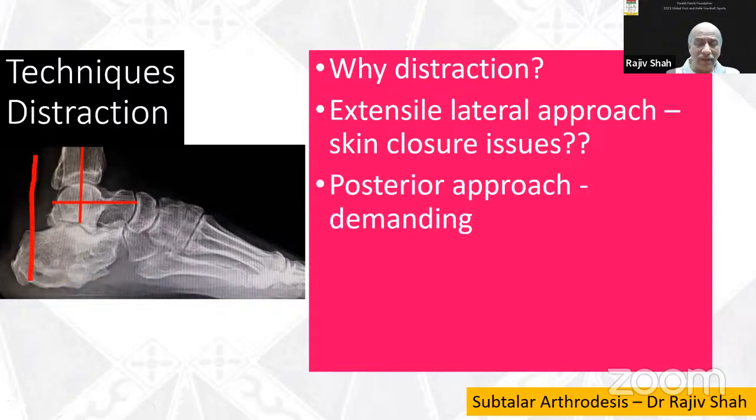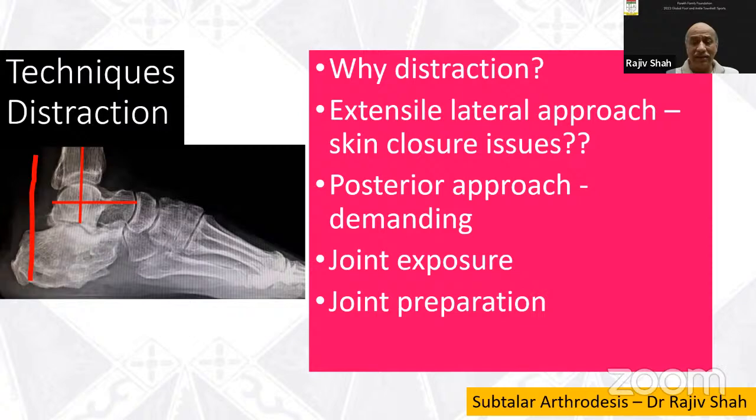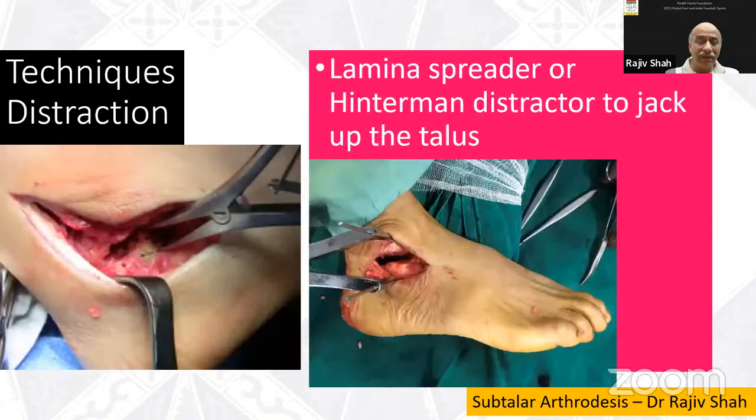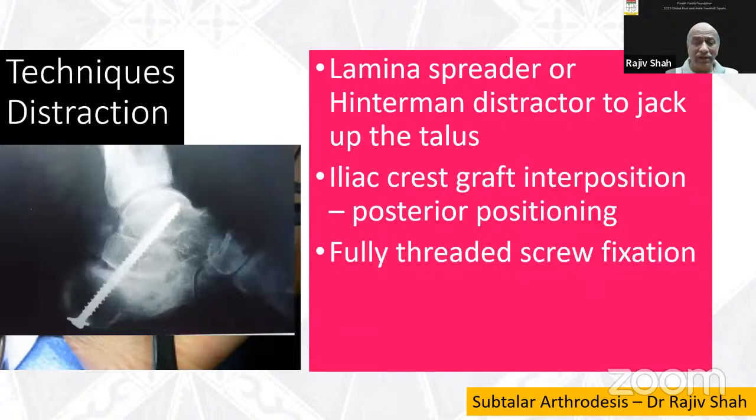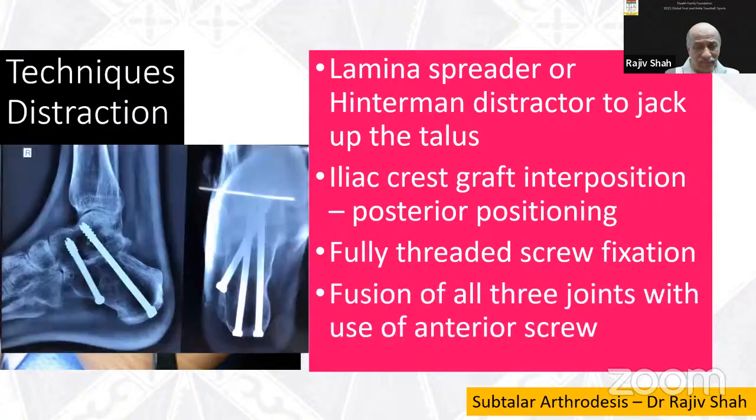Most often, we like to use the posterior approach, where even if you lengthen the calcaneus and distract the subtalar joint, the issue of closure will not come with a posterior vertical incision. You expose the joint, prepare the joint, and put in a lamina spreader or intermittent distractor to jack up the talus and then decide the size of the graft you need. This is the graft put in, and then you put in a fully threaded screw which maintains the position of the distraction. Fusion of all three joints with use of an anterior screw is what is required for a distraction subtalar fusion.